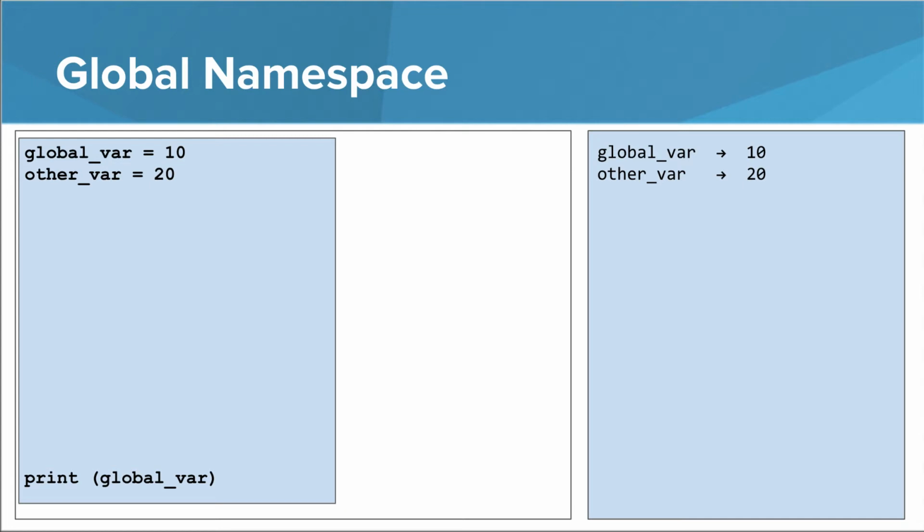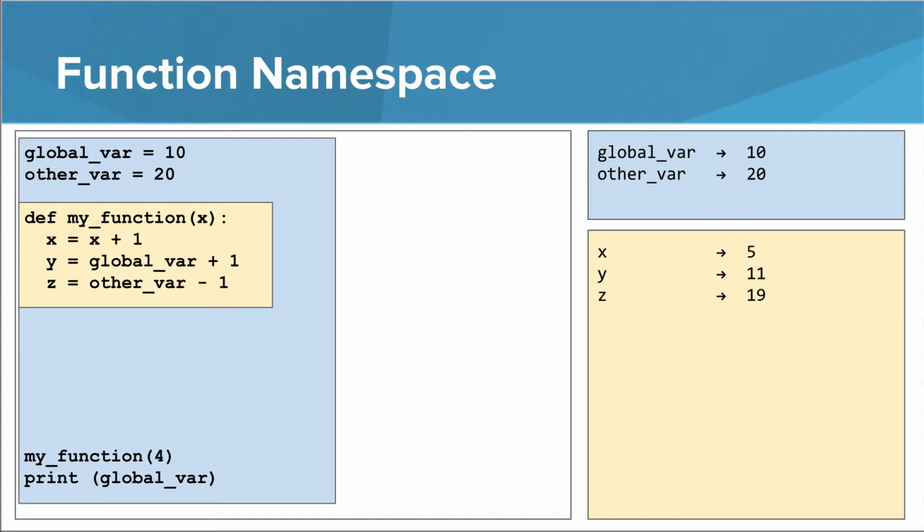Now let's introduce a function. So now, this function has its own namespace. This myFunction function has three names in it, x, y, and z. So if we were to call myFunction(4), we would get the following values in the function's namespace. x is going to be set to x + 1. Since x is the parameter passed in, which is 4, we now have x mapped to the value of 5.